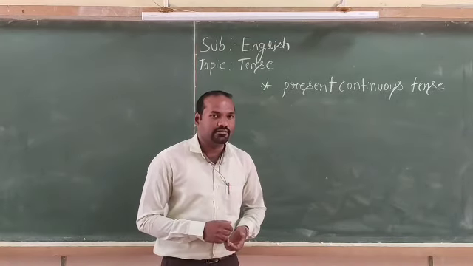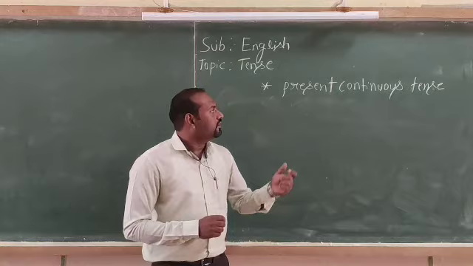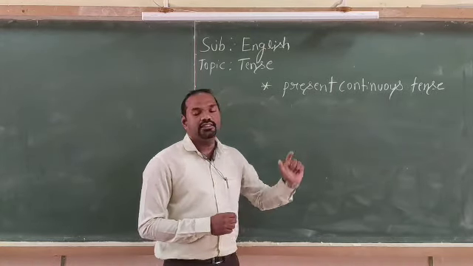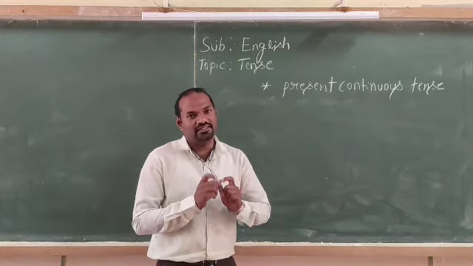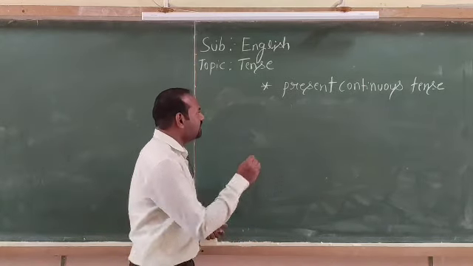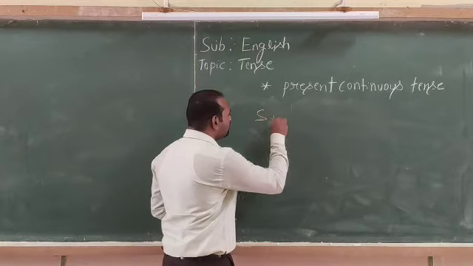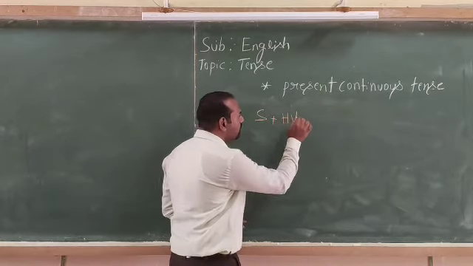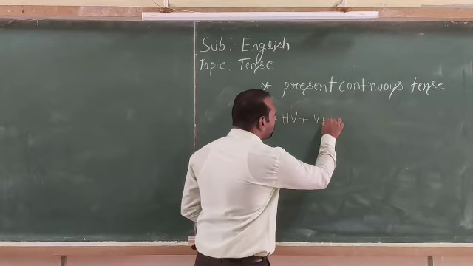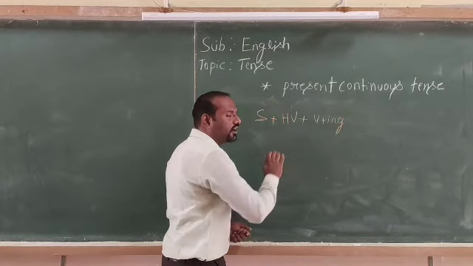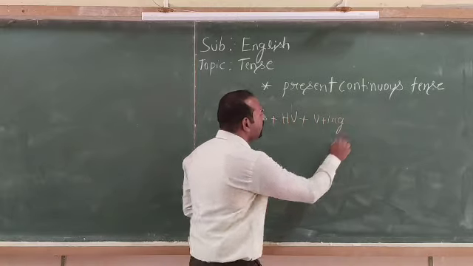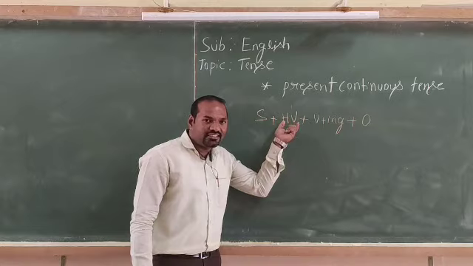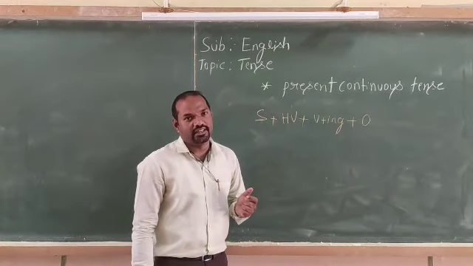Present continuous tense. My dear students, you just understand the structure of the present continuous tense. So what is the structure? Look here. It is like this: subject, helping verb, also called an auxiliary verb, and verb plus ing, also called a present participle, and object. So this is called the structure of the present continuous tense.